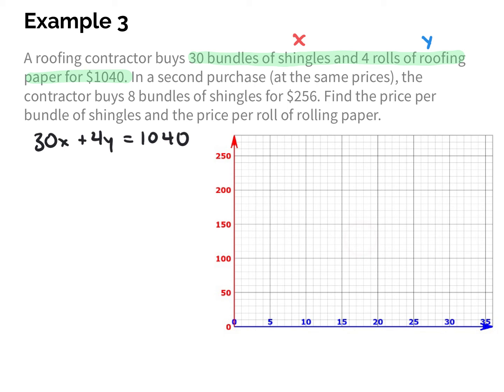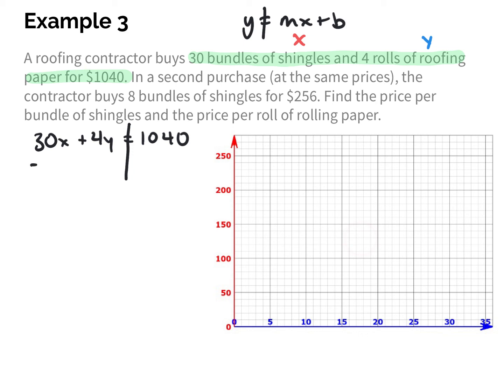Notice that this is in standard form. So I could graph this using what's called the cover-up method. Unfortunately, that's not going to work out for us in this case because 30 does not go nice and clean into 1,040. So instead, what I'm going to have to do is write this in what's called slope-intercept form. That is y equals mx plus b, where I have y alone by itself. So I'm going to have to isolate the y on the left side.